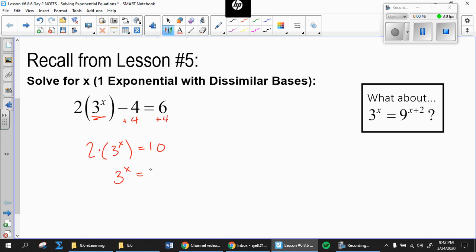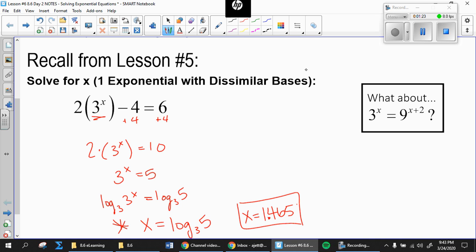Divide both sides by 2. Then we're going to log with that same base. Log base 3 of both sides. And that's going to give us x equals log base 3 of 5. Again, remember, that's your solution you could get. That's the exact answer. That's what you'd get if you have no calculator. If you're plugging that into the calculator, you're getting 1.465.